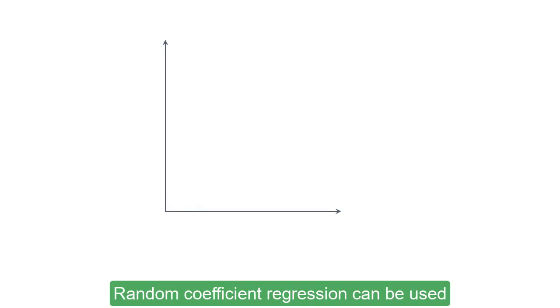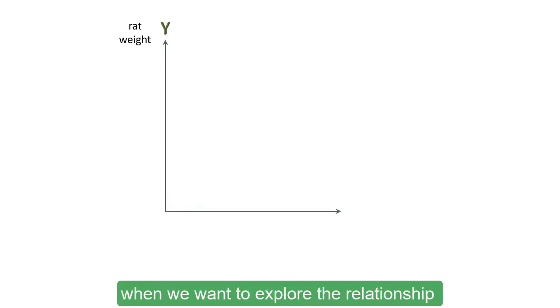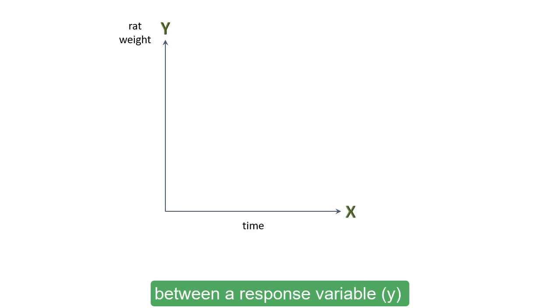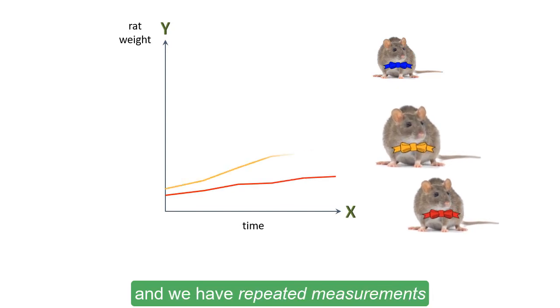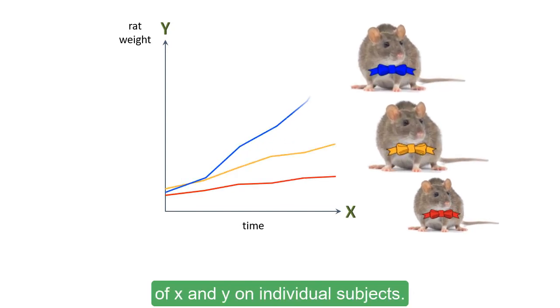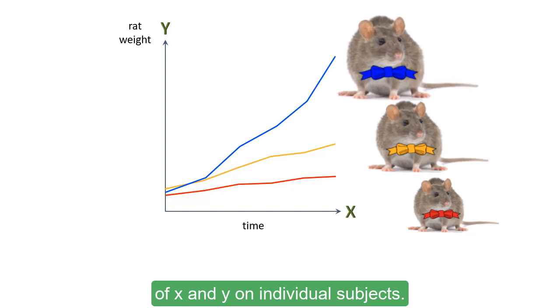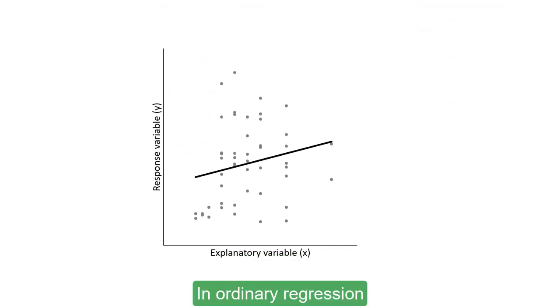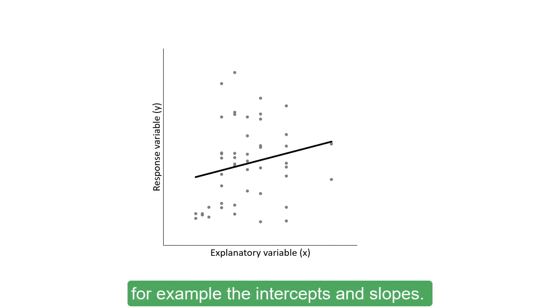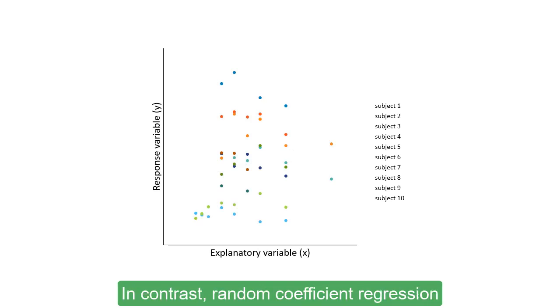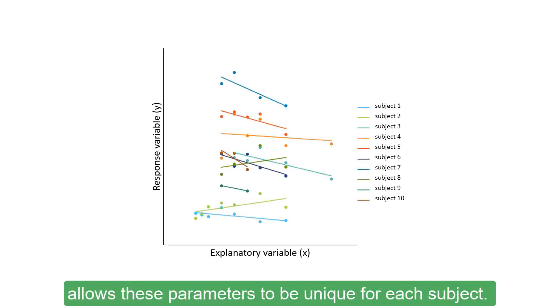Random coefficient regression can be used when we want to explore the relationship between a response variable, y, and a continuous explanatory variable, x, and we have repeated measurements of x and y on individual subjects. In ordinary regression, there is a single fixed value for each parameter, for example, the intercepts and slopes. In contrast, random coefficient regression allows these parameters to be unique for each subject.